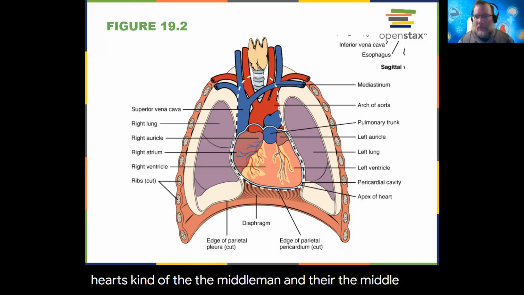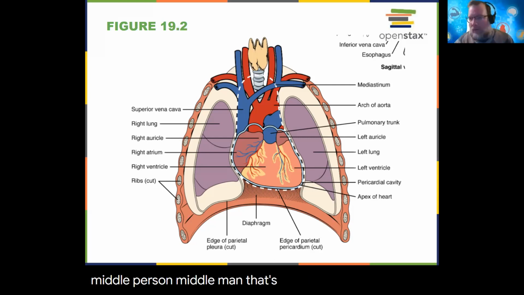So the heart's kind of the middleman. You got to be a middleman. That's probably out right now. It's middle individual, middle person, right?